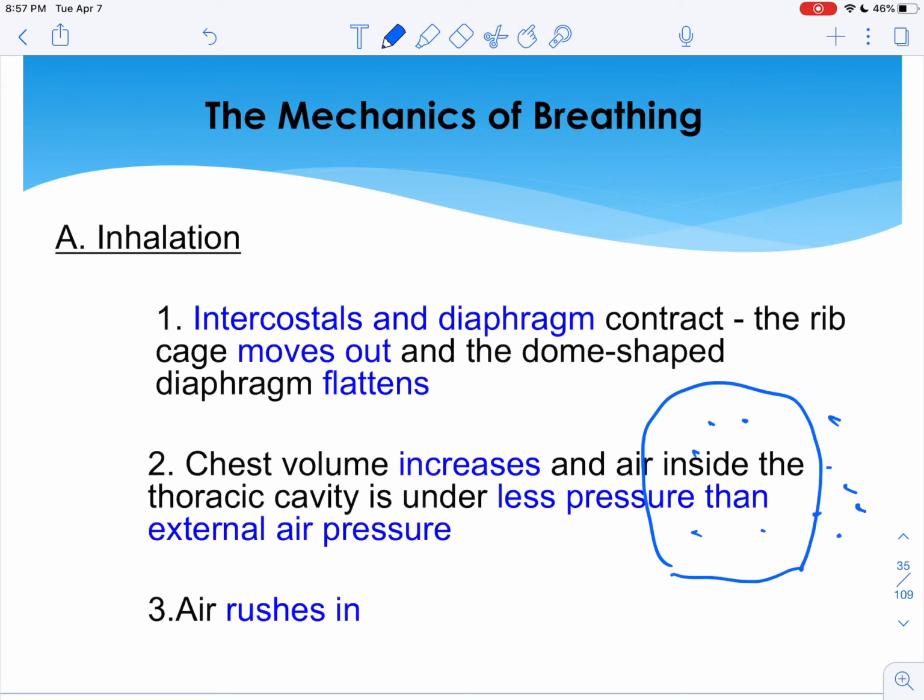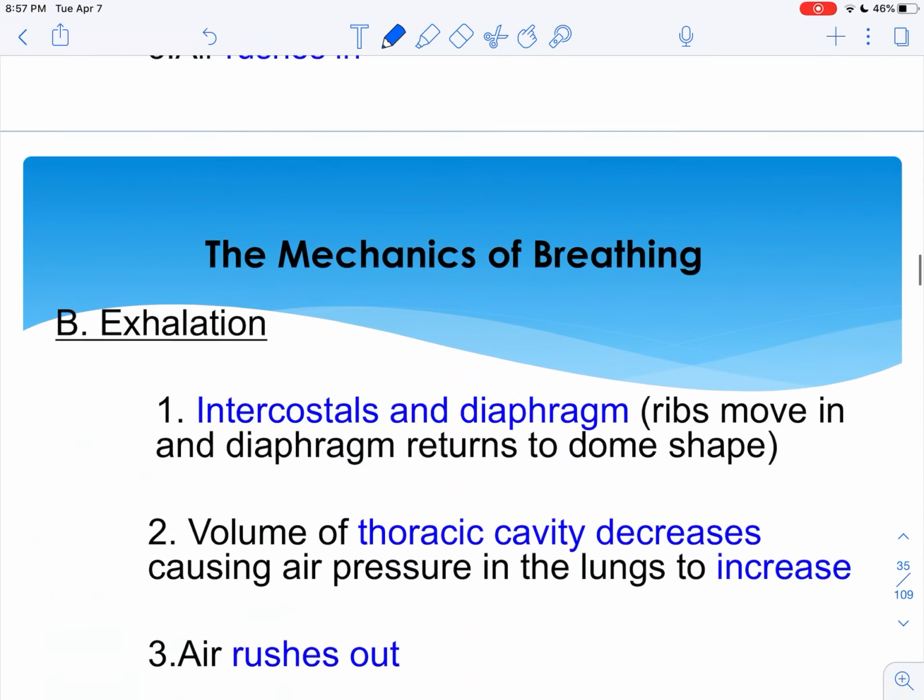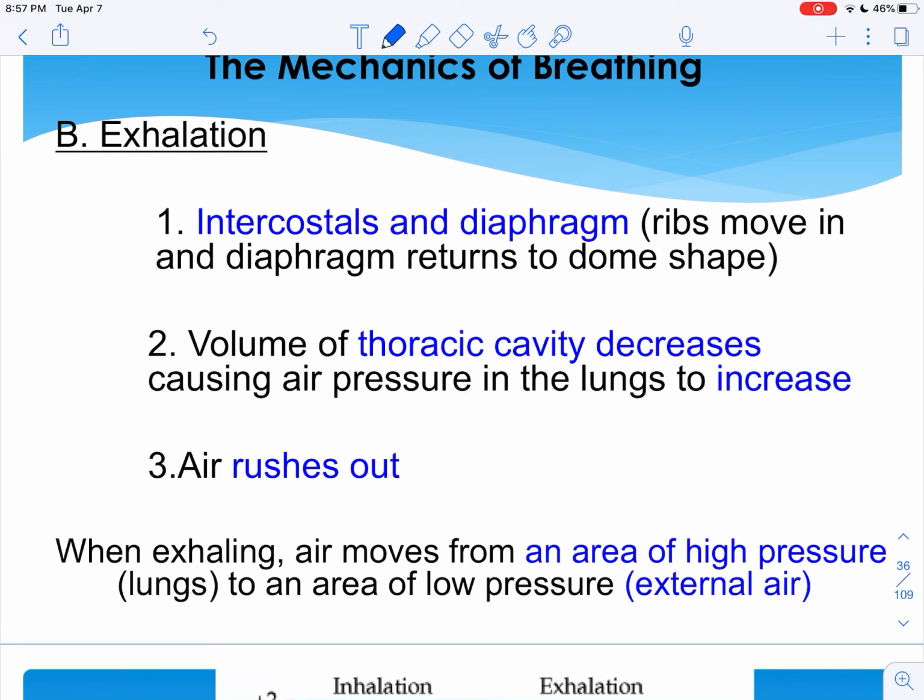So when the intercostals and diaphragm make the chest cavity bigger, we've got less pressure on the inside than there is on the outside. Wherever the air is higher pressure, it will rush into the lower pressure space. So that's your inhaling process. The opposite is when your ribs and intercostals are pushing in and your diaphragm is pushing up, making those air molecules compressed inside your thoracic cavity, and that'll cause the exhaling and the air to rush out.